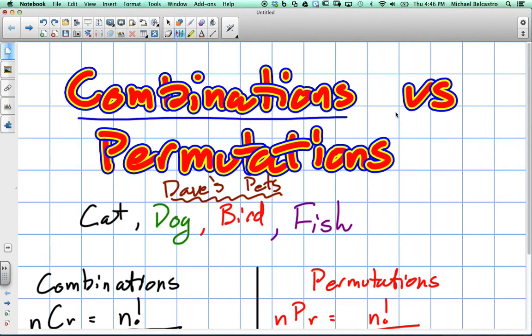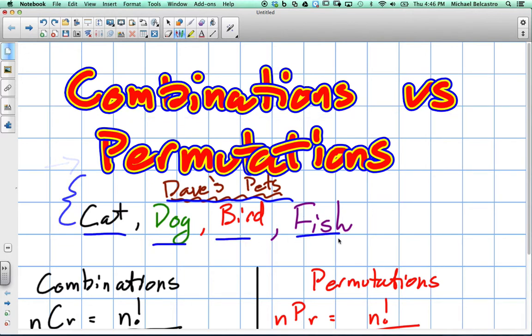We're going to be looking at combinations versus permutations. And I have our question set up here. My friend Dave here has 4 pets. He has a cat, a dog, a bird, and a fish. And he loves to take pictures. And he wants to know how many different ways he can take pictures of all of his pets.